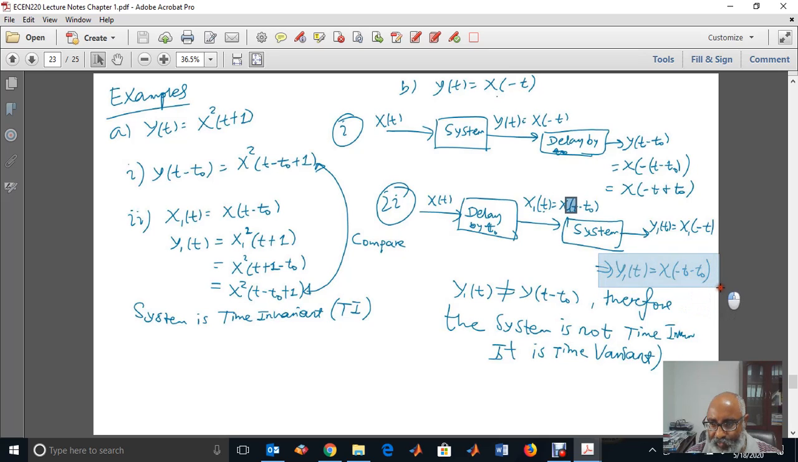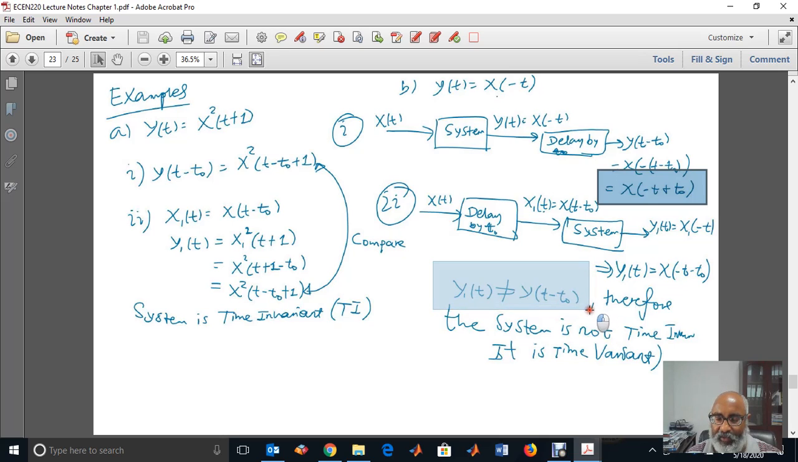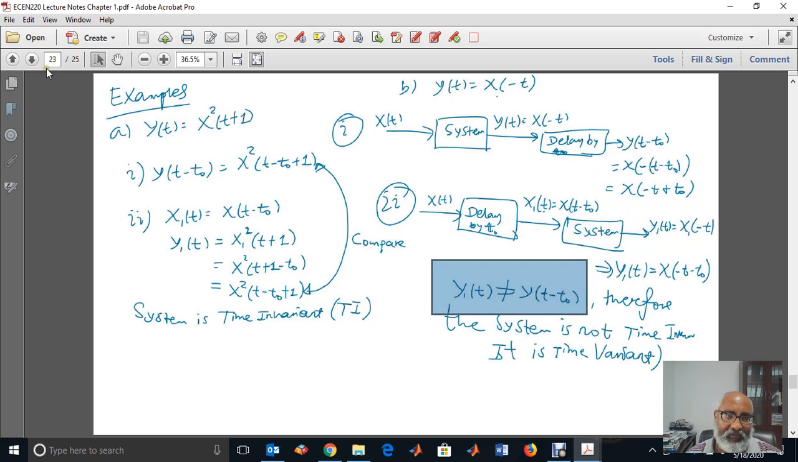Now compare these two, this output and this output. Are these two the same? No, obviously they are not the same, because this is minus t plus t naught, and this is minus t minus t naught. So since the two outputs are not the same, we call the system not time invariant, or the system is time variant.